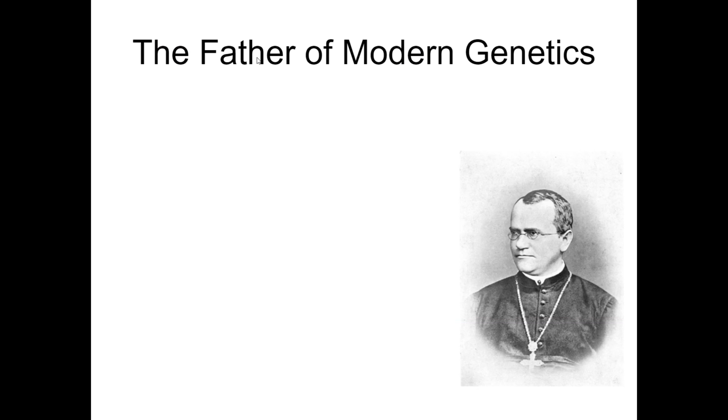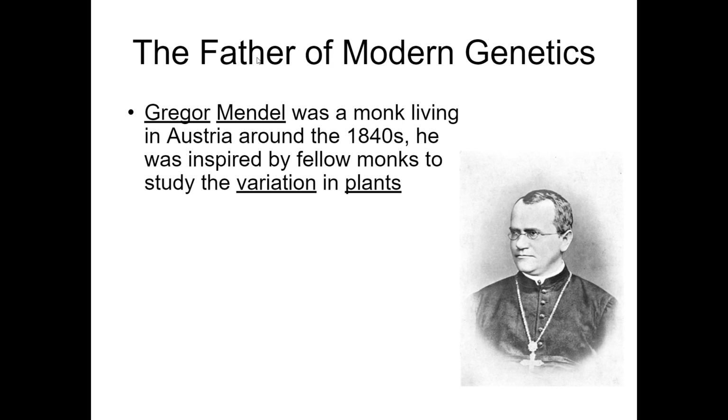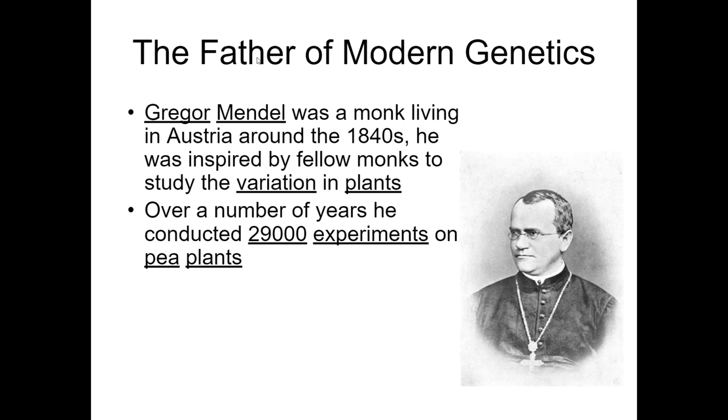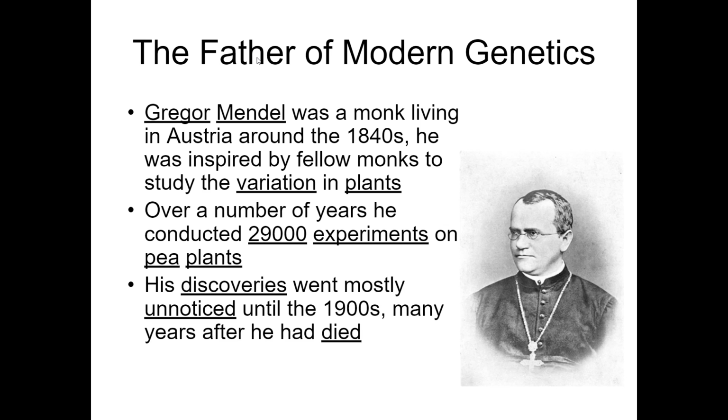The father of modern genetics is known as a guy named Gregor Mendel. And he was a monk that lived in Austria around the 1840s. He was inspired by fellow monks to study the variation in plants. Over a number of years, he conducted 29,000 experiments on pea plants. His discoveries went mostly unnoticed until the 1900s, many years after he died.